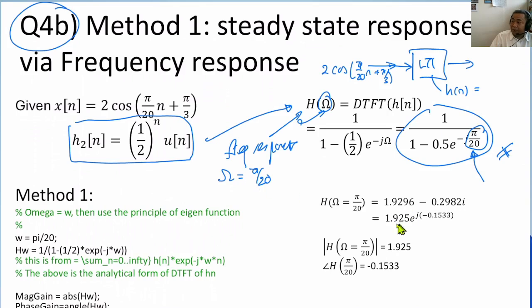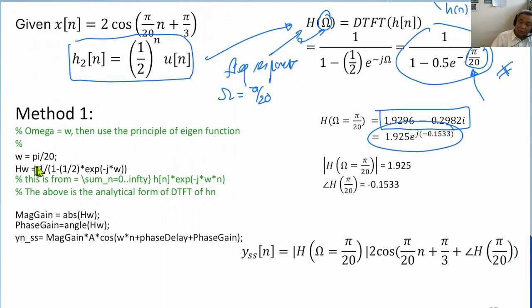Once we have calculated it, we will get a complex number, which is here. And then we convert it into magnitude and phase. So the magnitude gain is 1.9. Basically, you blow up the input signal by 1.9, almost 2 times. And you introduce a phase delay of minus 0.1533 radian. Okay, so let's see what we do.